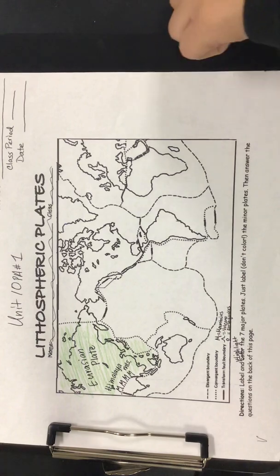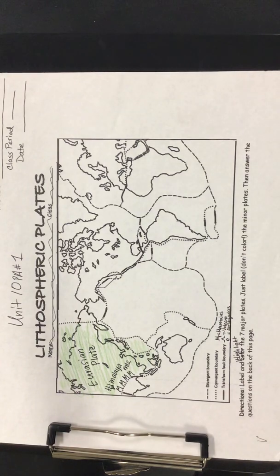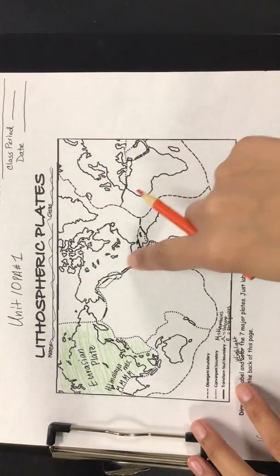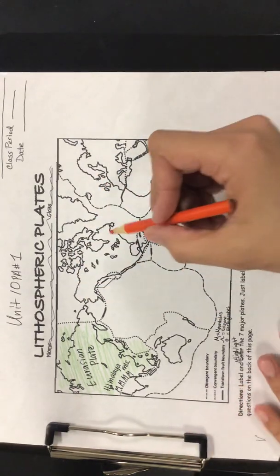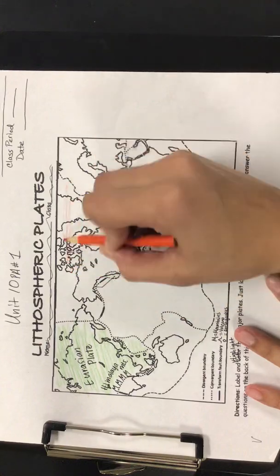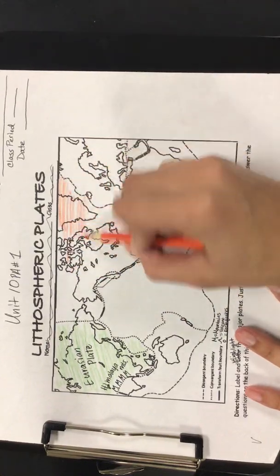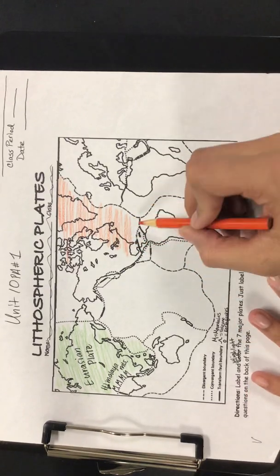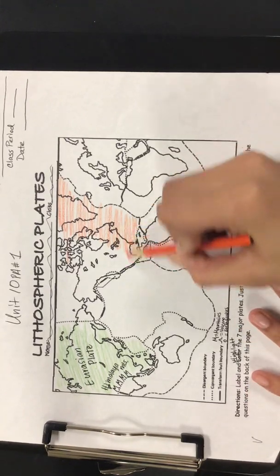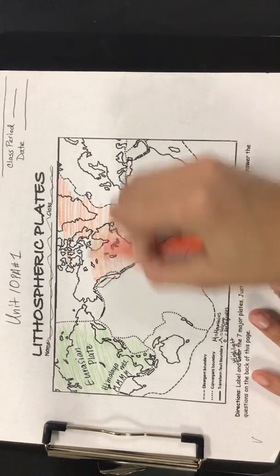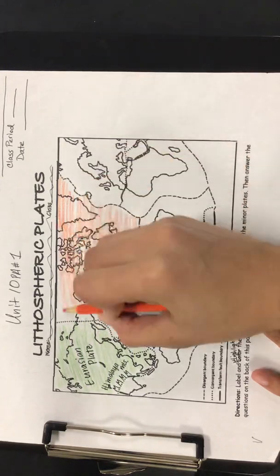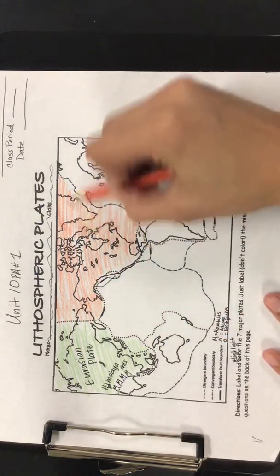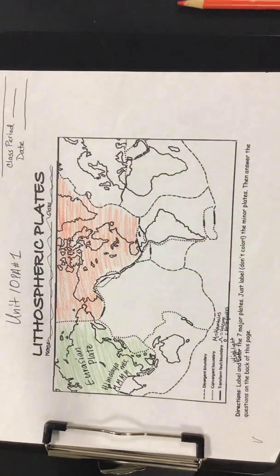Next, we're going to do our North American plate, all right? Our North American plate, this is North America right here, all right? This is Canada, down here is Mexico. So this is our North American plate. It's a pretty big plate. I'm going to color it in orange. All right. That's our North American plate.